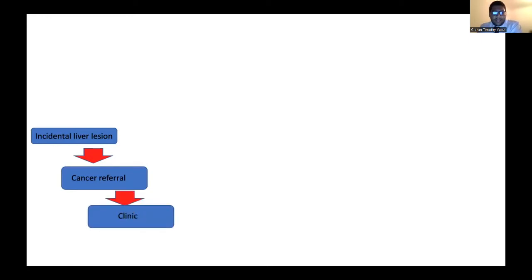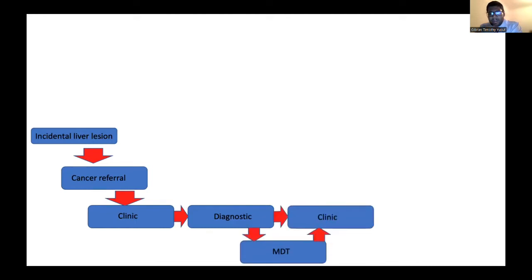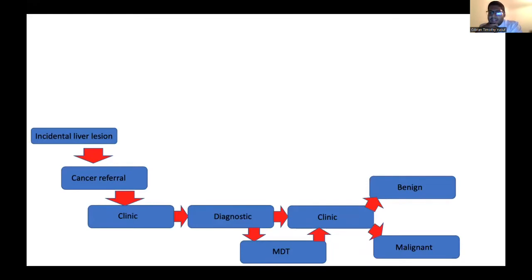But also, what about the wider picture? Well, let's say you discover an incidental focal liver lesion. That then stimulates a cancer referral based on your B-mode ultrasound. That then goes to the hepatology clinic. They require a diagnostic, a CT or an MR. Now, bear in mind, at each step of this, the patient has left and has reattended. That diagnostic may or may not go to an MDT, or the result may come back to clinic. Either way, it ends in the clinic, hopefully with the patient in front of you or on the phone. You then are able to tell them this is benign or this is malignant.